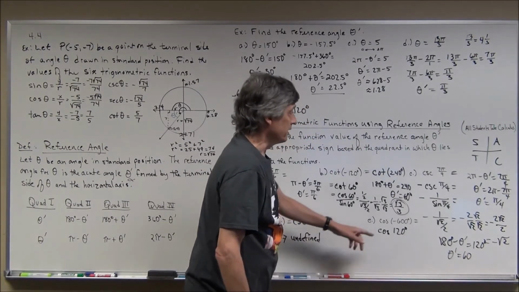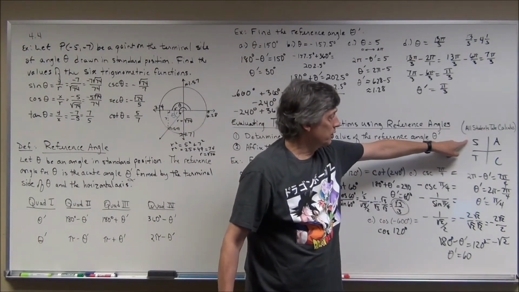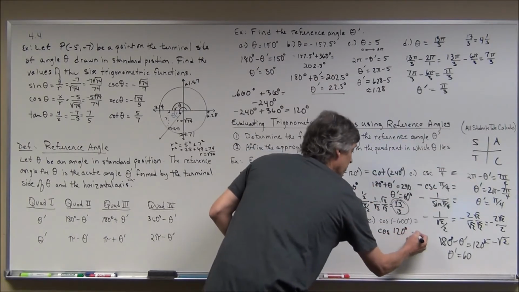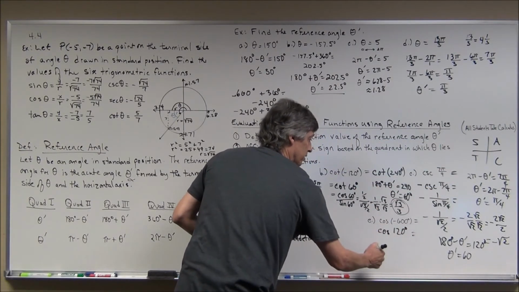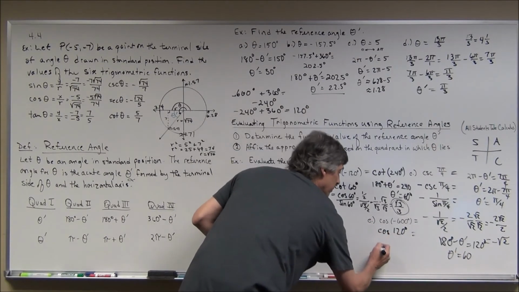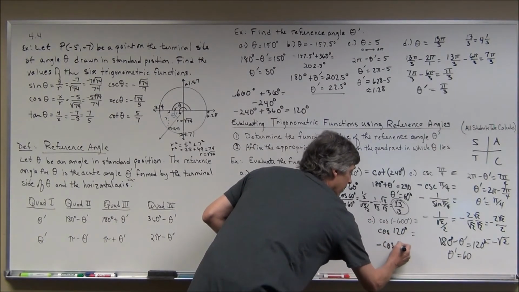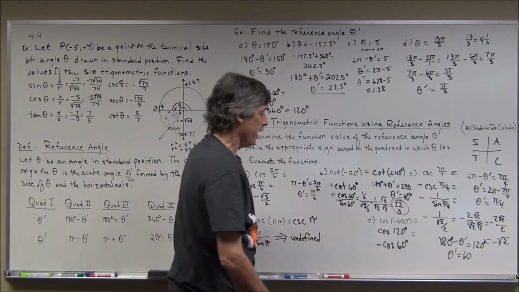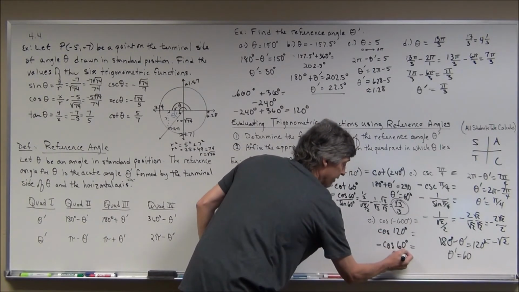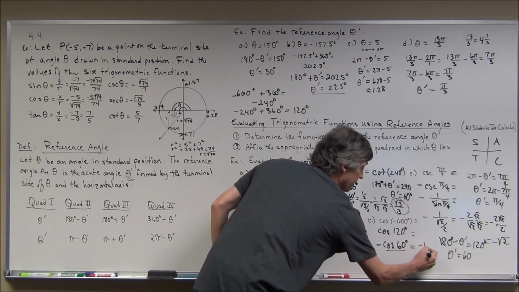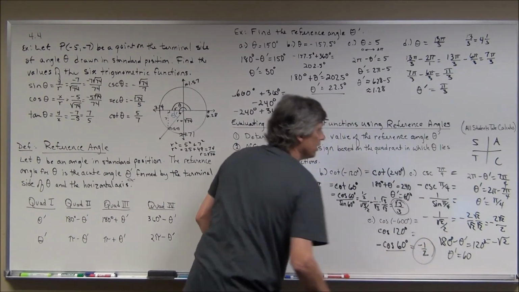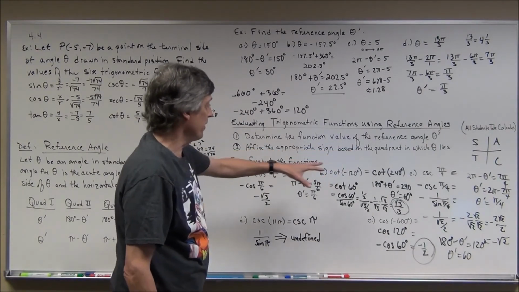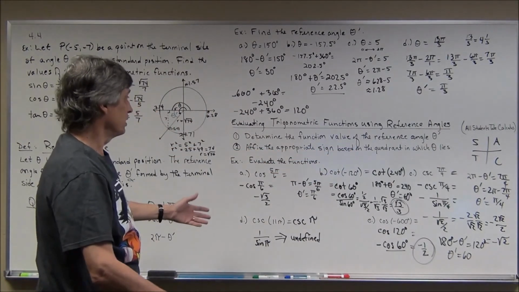Now, I'm in the second quadrant. In the second quadrant, cosine is negative. Sine's positive, but cosine is negative. So I am telling you that the cosine of negative 600, which is the cosine of 120, is going to be negative the cosine of my reference angle, 60 degrees. Now, what's the cosine of 60 degrees? Well, it's a half. So this is negative 1/2. And that's my answer.